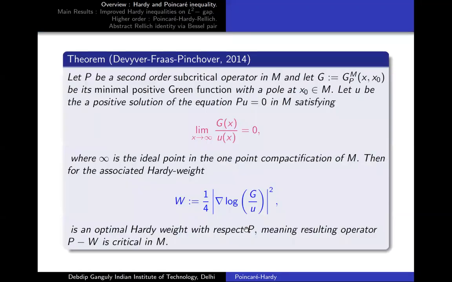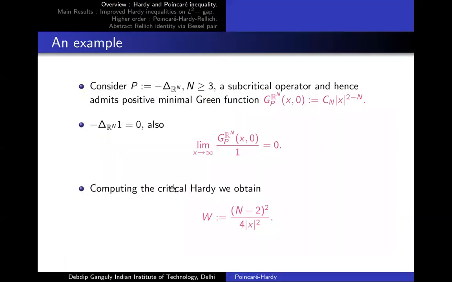Whatever Hardy weight has been discussed till now is all recovered from this Hardy weight. This is a very general result. Given any subcritical operator, you can find a Hardy weight. Okay, so I just gave one example in R^n. Of course, you cannot do this for n equal to 2 because there is no positive minimal Green function.